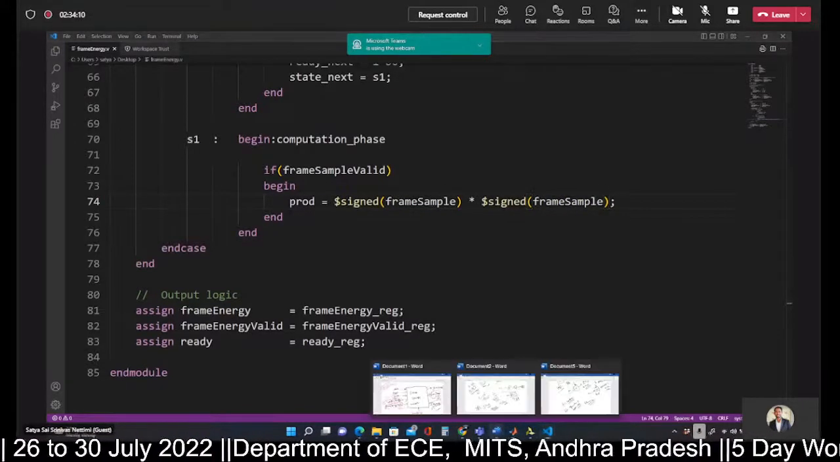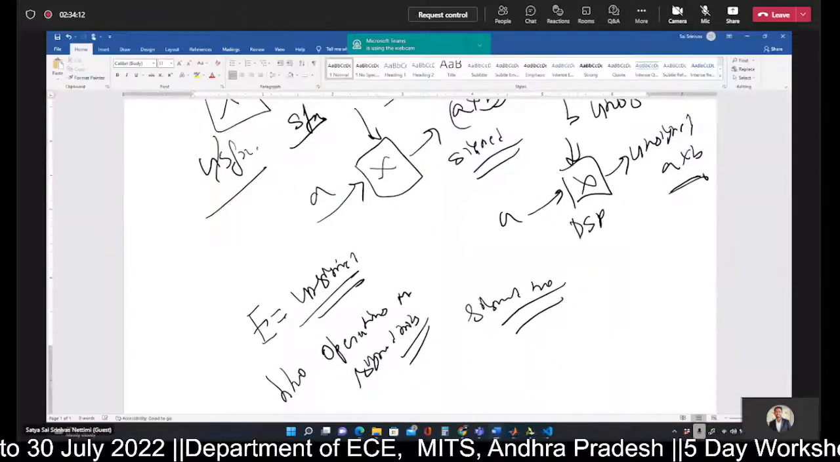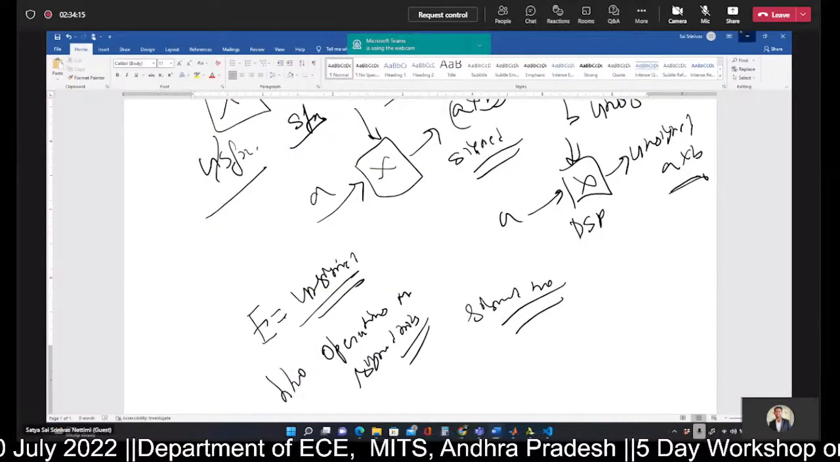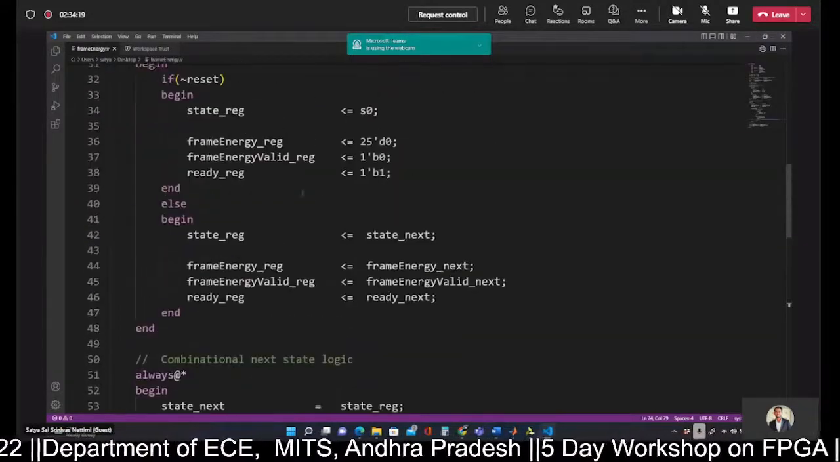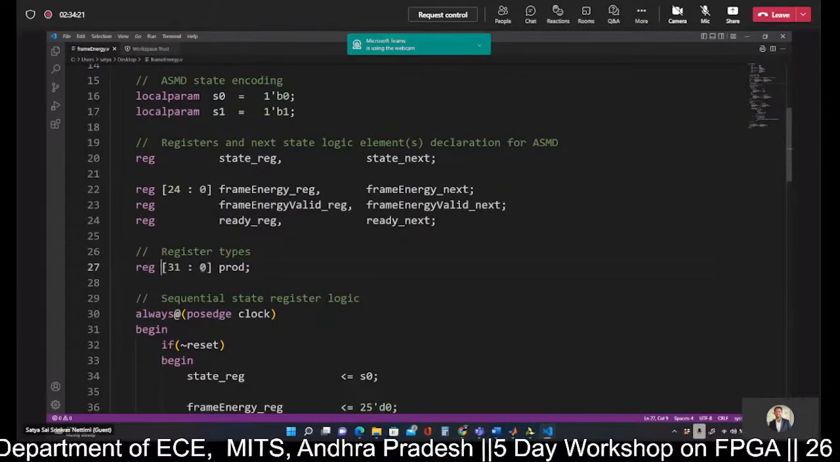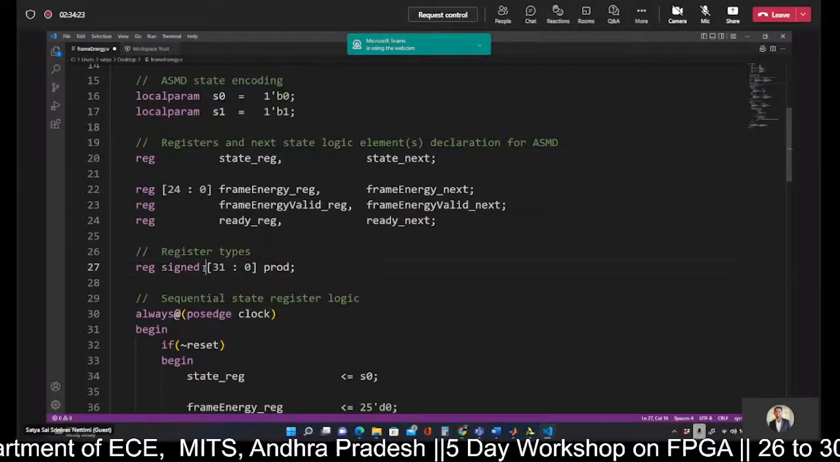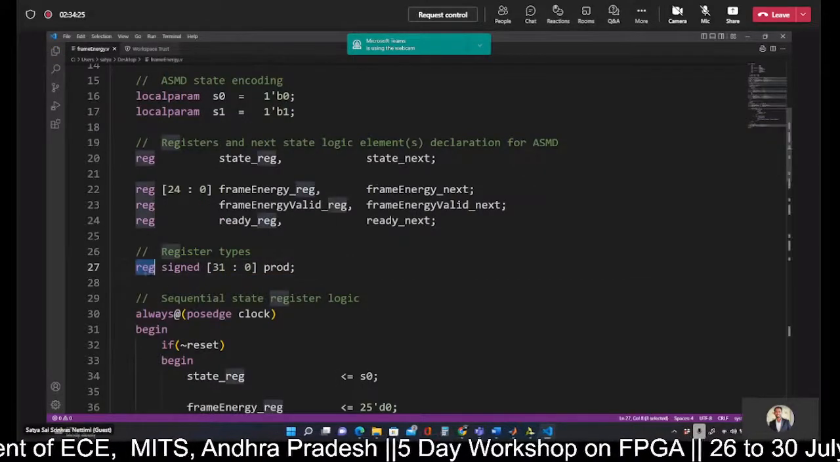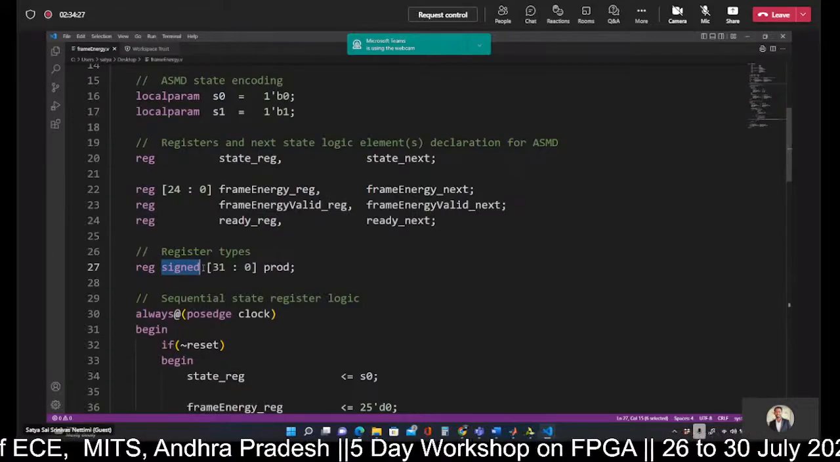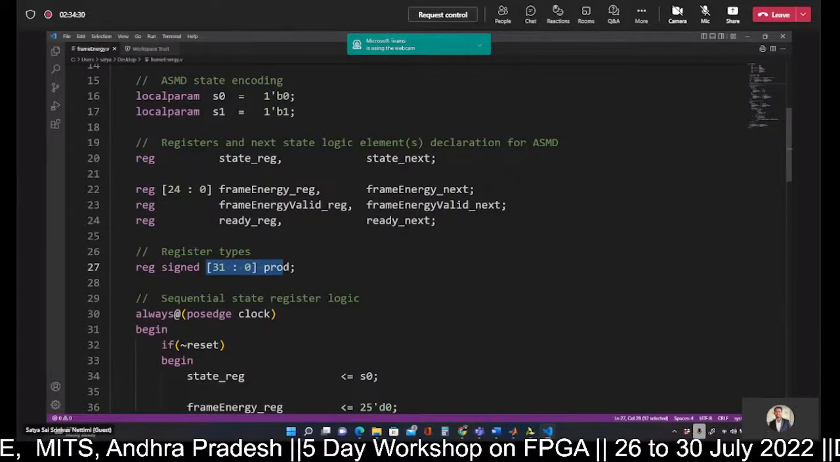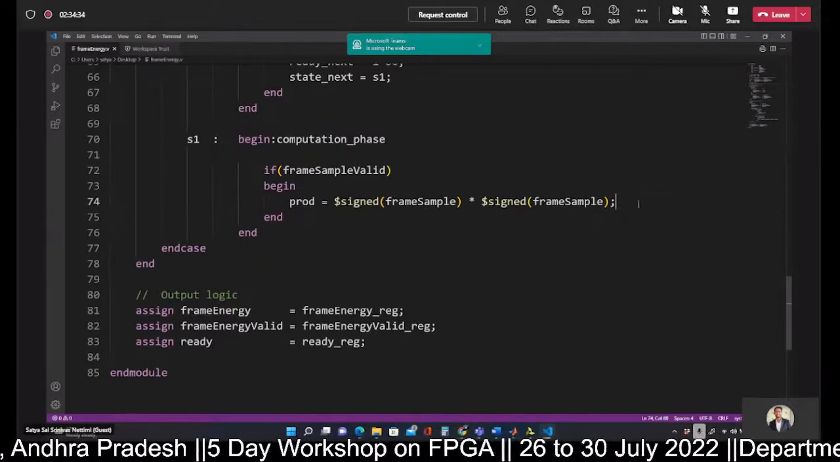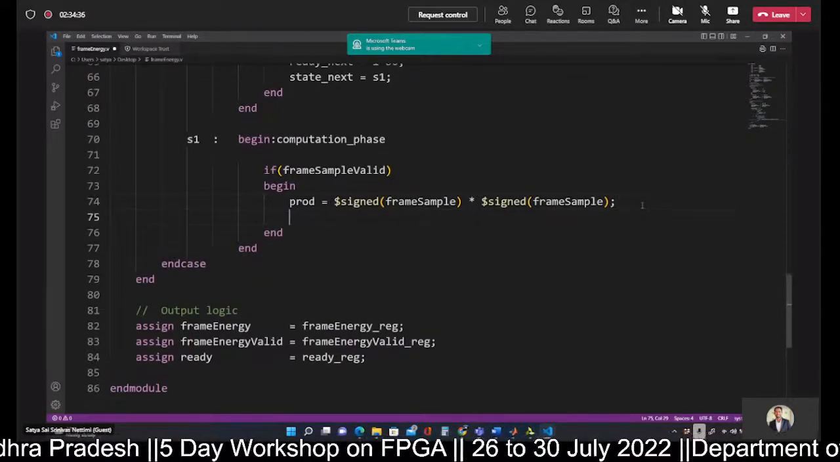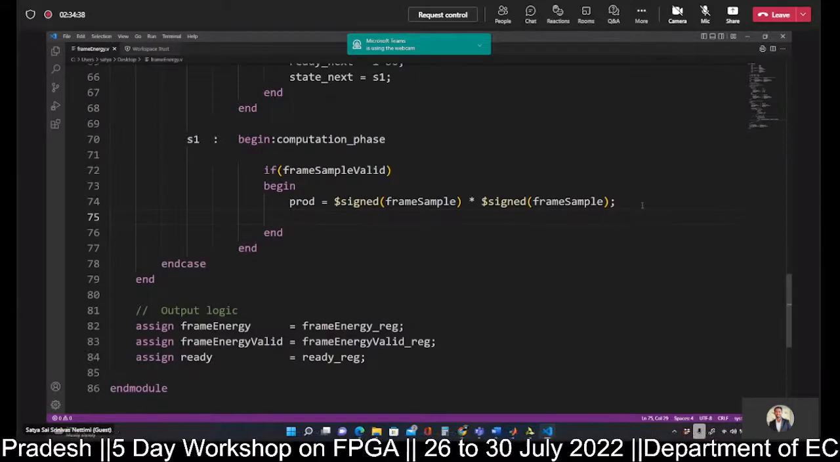Because the inputs you are giving are signed numbers, you have to declare it as signed, and the resultant product should also be signed data, right? So it is of signed 31 down to 0 product. So that is next.